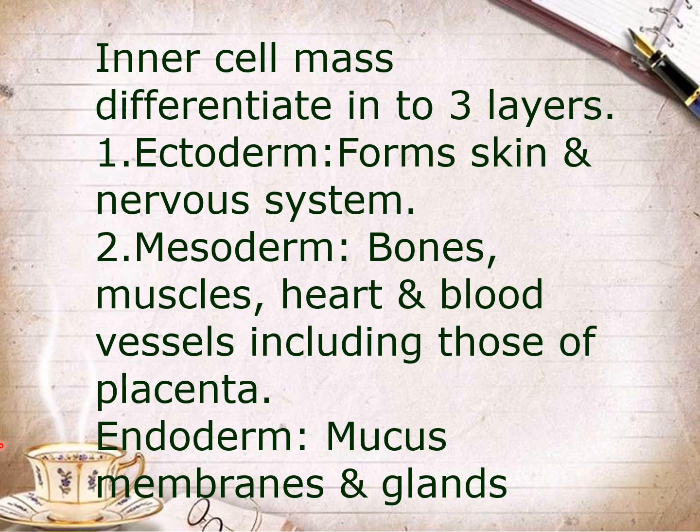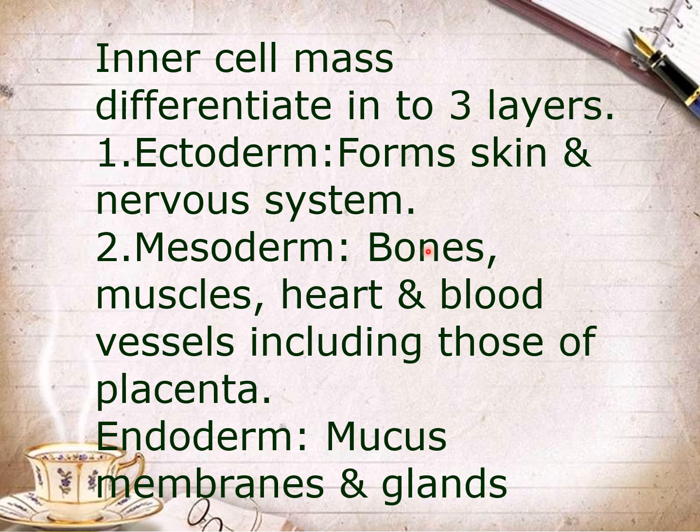And we have seen the cells which are segregated in one end, we are calling this the inner cell mass, and I told you that this inner cell mass will develop into the fetus and the amnion. This inner cell mass will later differentiate into three layers, that is ectoderm, mesoderm and endoderm. Ectoderm is the outer layer, mesoderm is the middle layer, and endoderm is the inner layer.